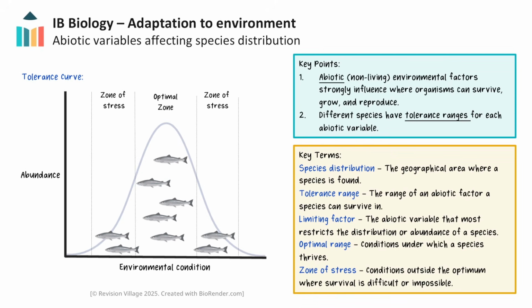A great example is coral reefs. Corals can only survive within a narrow temperature range, usually between 23 and 29 degrees Celsius. If ocean temperatures rise above this limit, corals experience stress, leading to bleaching and even death. This shows how powerful abiotic factors are in shaping species distribution.